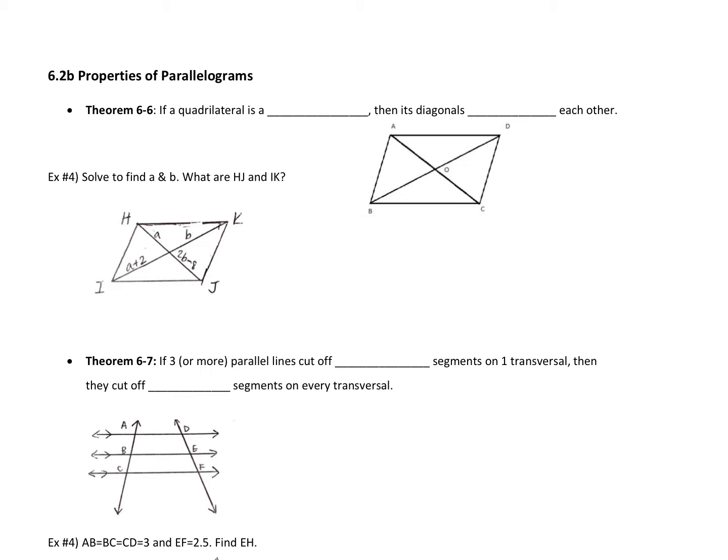Okay, so Theorem 6.6 says this. If a quadrilateral is a parallelogram, this is the way the book always does parallelogram, but my parallelograms are always messy, so I always just do the parallel lines with the word gram behind it. Parallelogram. Then its diagonals, any guesses? Because you proved it like a half hour ago with me. Bisect each other.